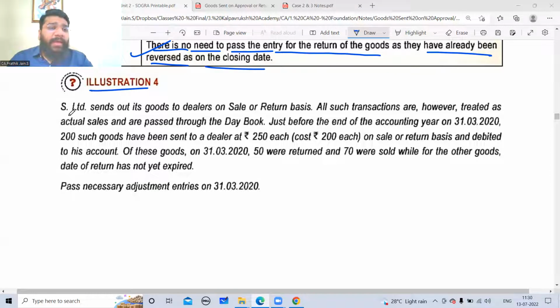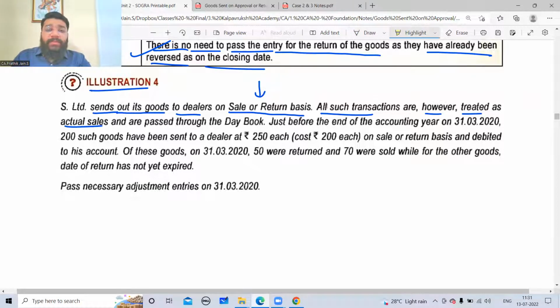4th question, guys. S Limited sends. Somewhere the word used is sold and somewhere it is sent. So don't get confused. In this chapter, as long as the goods are sent, it is sent only. Sometimes they may use the word sold, but do not get confused. S Limited sends out the goods to a dealer on sale or return basis. See, this is very important to be mentioned. Why? Because even in consignment, the goods are sent. So to differentiate, they have to mention a point. All such transactions are, however, treated as actual sale.